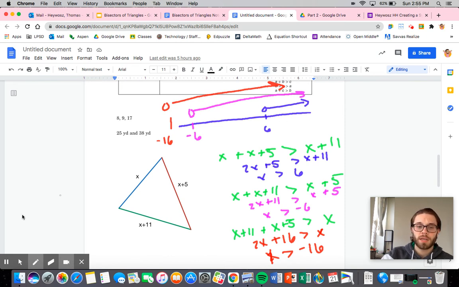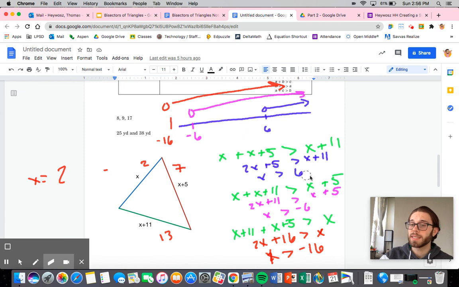Just to confirm what I mean by that, let's say I plug in negative 15. First of all, that makes no sense. How could I plug in negative 15? So let's pick something a little closer. What if I pick 2? X equals 2. Let's see what happens. So I get 2. This would be 7. This would be 13. 2 plus 7 is 9, which is not greater than 13.